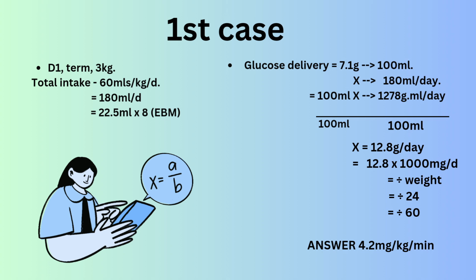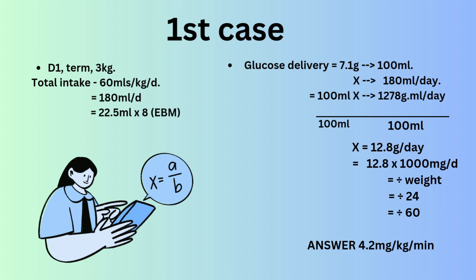Now to convert days, you need to convert them into hours first by dividing by 24. Then after converting into hours, you convert into minutes by dividing by 60. And if you do this right, you will get 4.2 milligrams per kg per minute. I know it sounds complicated while I'm explaining it, but once you get used to it, you actually do all the steps at once. So you cross multiply, and then whatever you get, you times 1,000, divide by weight, divide by 24, divide by 60, and then you get your answer in milligrams per kg per minute.